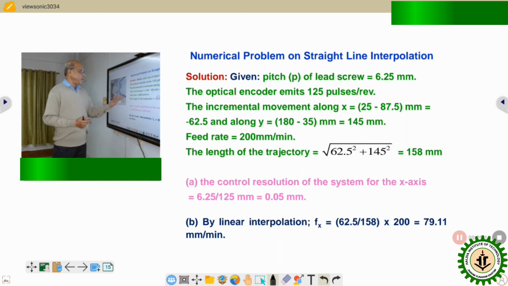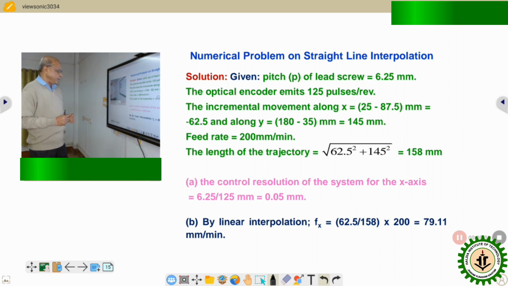Solution is also not very difficult. What are the data given? Pitch, and the encoder emits 125 pulses per revolution. So given the two extreme points, what is the incremental movement along x? 25 minus 87.5 equals minus 62.5. This minus sign has got nothing to do with the numerical problem; it only signifies the movement will be along the negative direction. For y it is 180 minus 35 equal to 145 millimeter. Feed rate given is 200 millimeter per minute. So for the length of the trajectory, you take the square root of the sum of the squares of 62.5 and 145. So it will yield 158 millimeter.